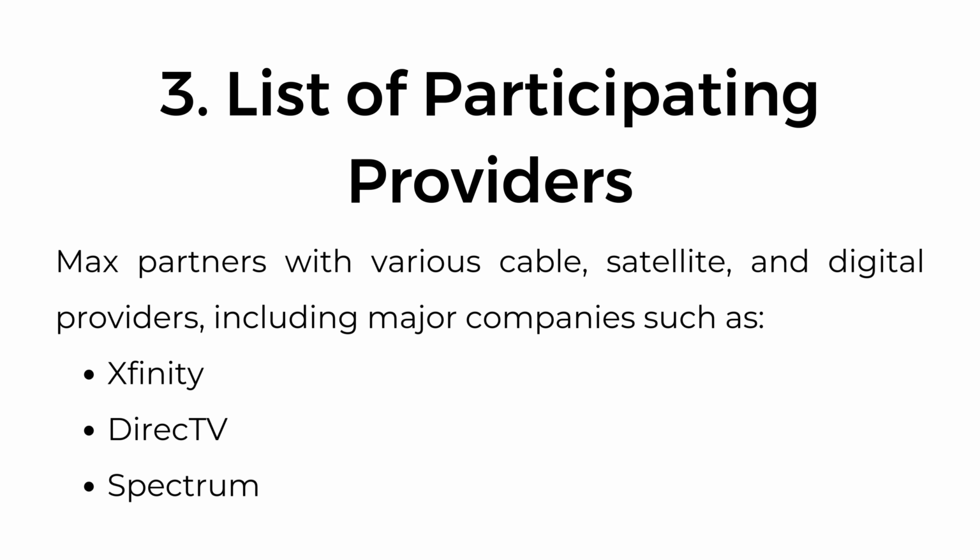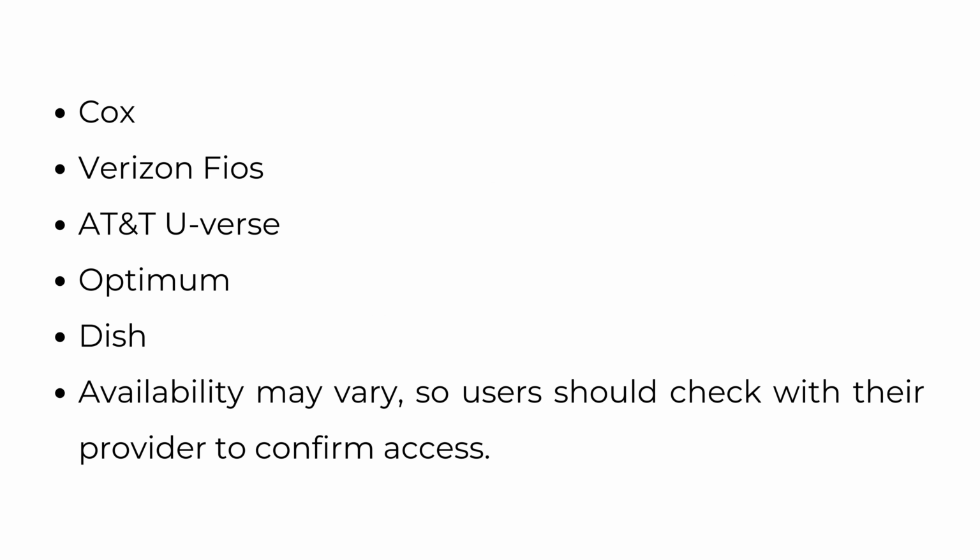3. List of participating providers. Max partners with various cable, satellite, and digital providers, including major companies such as Xfinity, DirecTV, Spectrum, Cox, Verizon Fios, AT&T U-verse, Optimum, and Dish. Availability may vary, so users should check with their provider to confirm access.